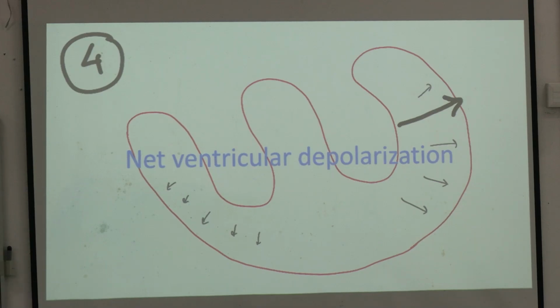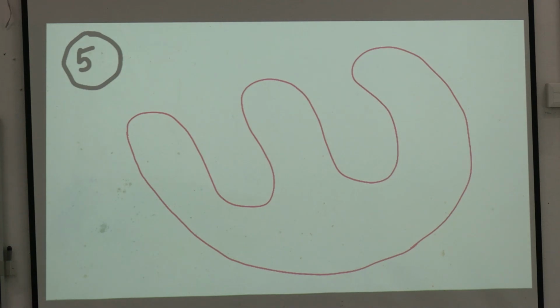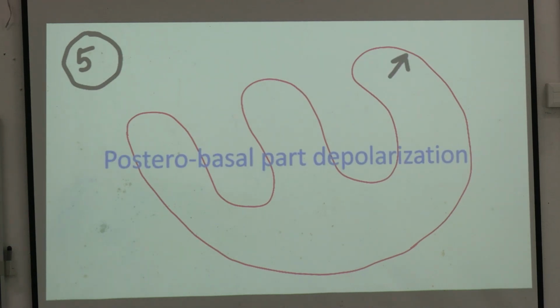So in my heart this vector is this. This is the fourth vector, which is called the ventricular free wall depolarization vector. Now the fifth vector. The fifth vector is the posterobasal part of the heart depolarization vector. It is also a very small vector. So these are 5 vectors.